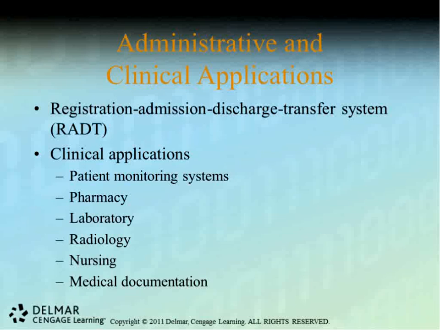Now, just like we talked about in our paper records, all records have administrative and clinical information. The same thing goes for your electronic health records. There are clinical and administrative applications that make up an electronic health record. Your registration, admission, discharge, transport system, or your RADT, basically is like a centralized database that collects all their information on their admissions and discharges and things like that.